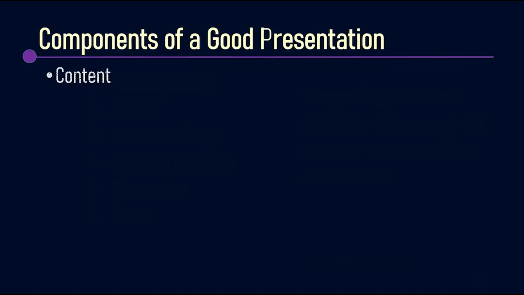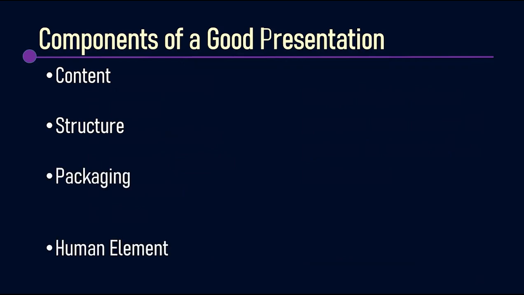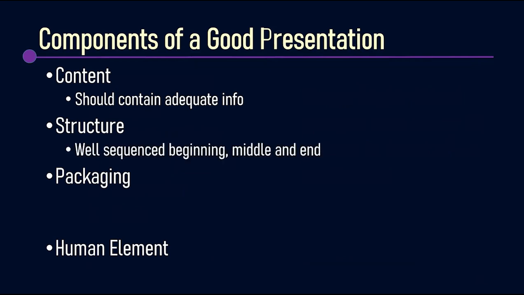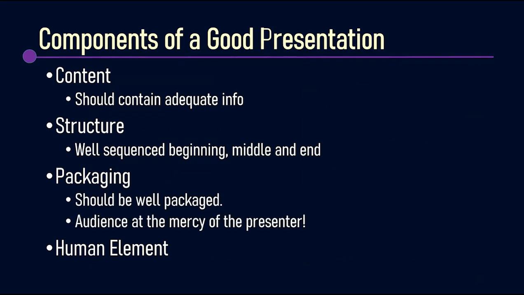So, what are the components of a good presentation? There are four components. First is the content, second is structure, third is packaging, and fourth is the human element attached. So, about content, you should have adequate information. If you don't have much information, no matter how well you structure it or package it, nobody is going to take you seriously. So you should have some substance to deliver. Second is structure. It should be well sequenced with a good beginning, middle, and end. And packaging should also be done well. The audience is at the mercy of a presenter.